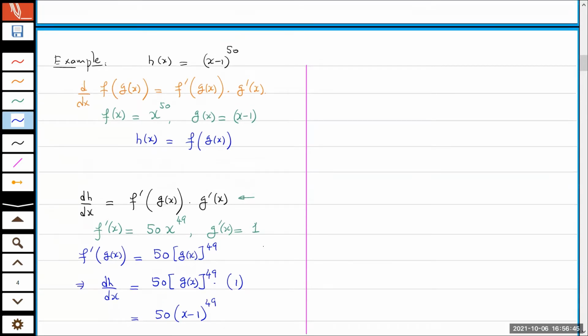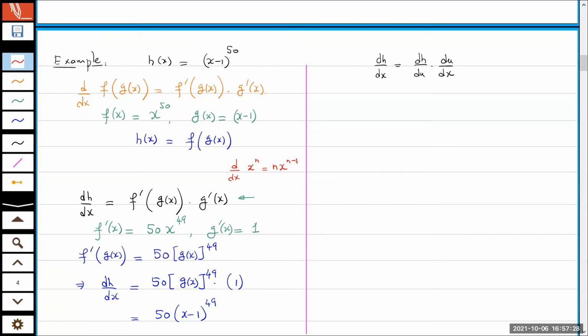Now for the Leibniz notation, where we wrote the derivative of h with respect to x would be the derivative of h with respect to some variable u, and then the derivative of u with respect to x. Let's try to set it up this way. 49 is when you apply the power rule. Remember that we said the derivative of x to the power n is n x to the power n minus 1. You bring the power down and then you subtract 1 from it.